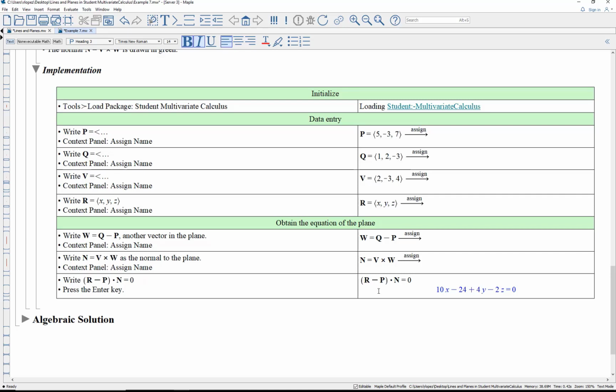And the equation for the plane in vector form is R, which is XYZ, less one of the points. This vector must lie in the plane. To make it lie in the plane, you make it orthogonal to the normal. That's what this equation is. And here you get the equation of the plane.